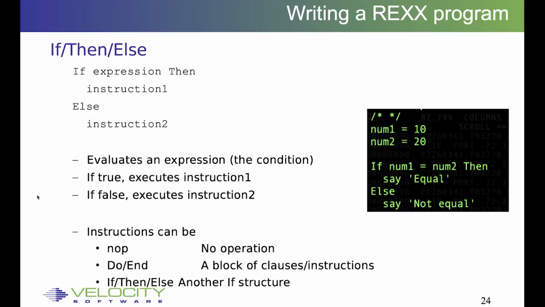So in this case, on the right-hand side, I'm assigning variables with 2 numbers, num1, num2. If they are equal, I display equal. If they are not, I display not equal. I would expect the result to be not equal since the numbers are clearly not equal. So that's how if works.